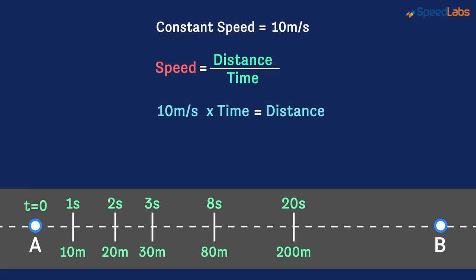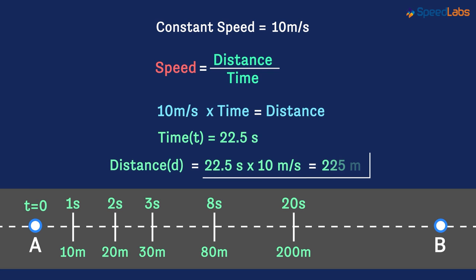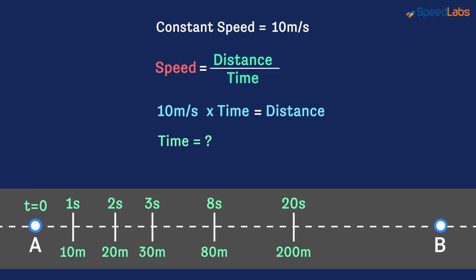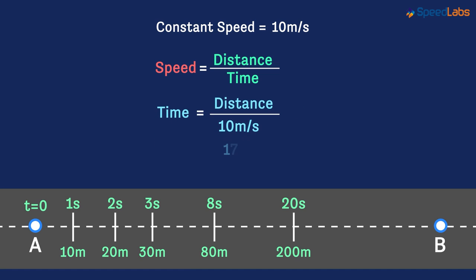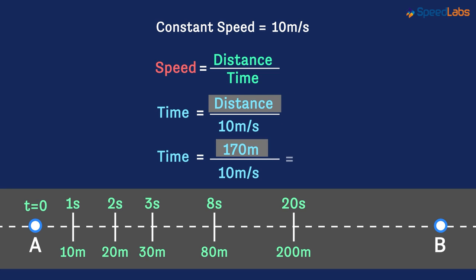If we want to know the distance travelled in any time period, say 22.5 seconds, we just need to plug in the value of time to get the required distance travelled. What if we want to find the time taken to travel a certain amount of distance? Easy, we just write this formula like this. So if we want to find the time taken to travel 170 meters, then we simply plug in the value of distance to get the required answer. We get the answer as 17 seconds.